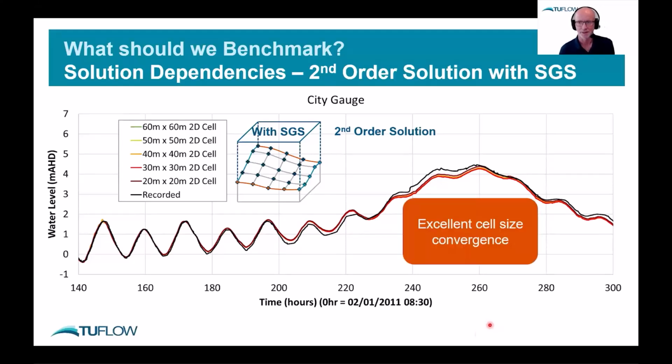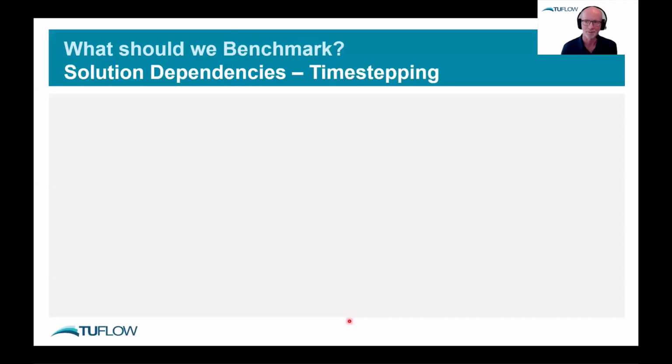So in this case, we're seeing excellent convergence. And that means that you can literally run that model at 60 meters and get very consistent results with your finer grids, which can improve your run times enormously.